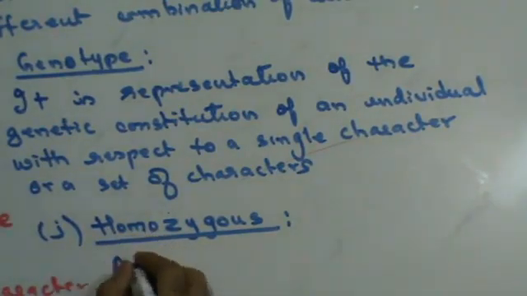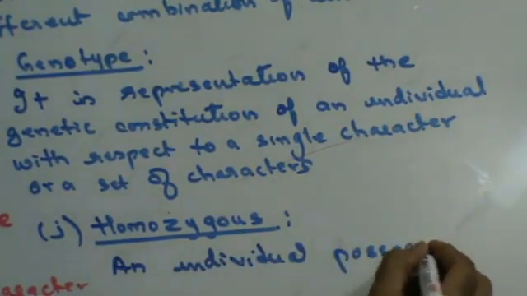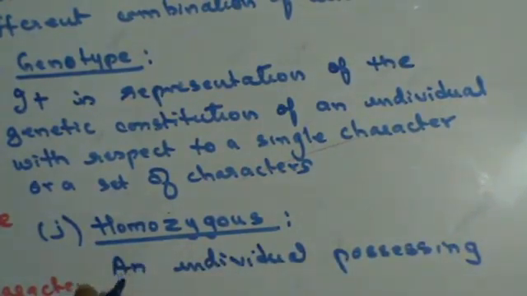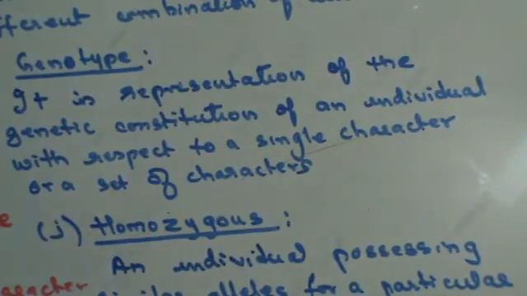An individual possessing similar alleles for a particular trait is called homozygous or pure for that trait. And do we get this in here?